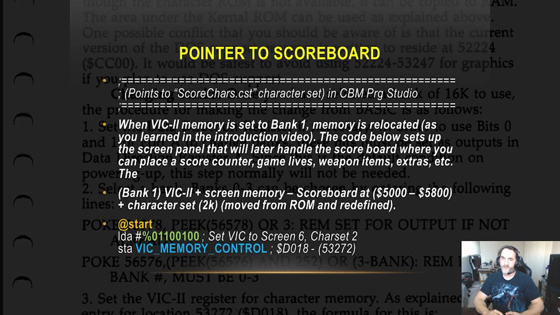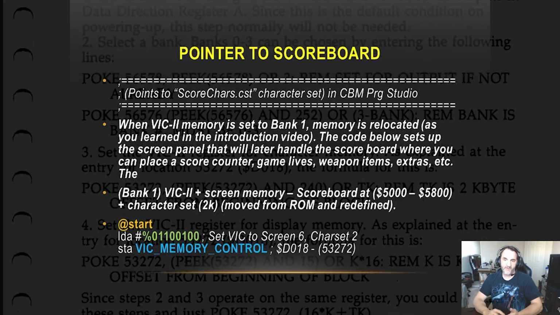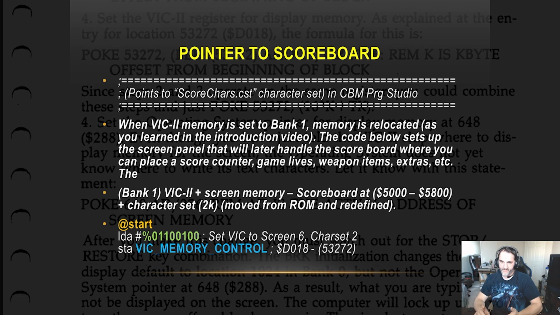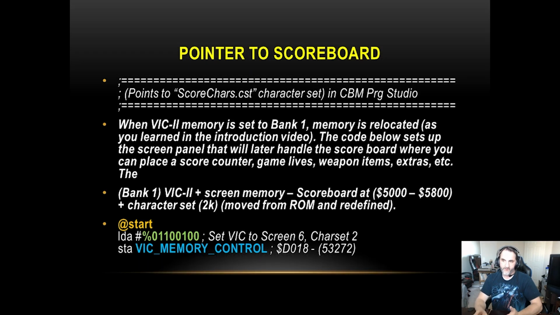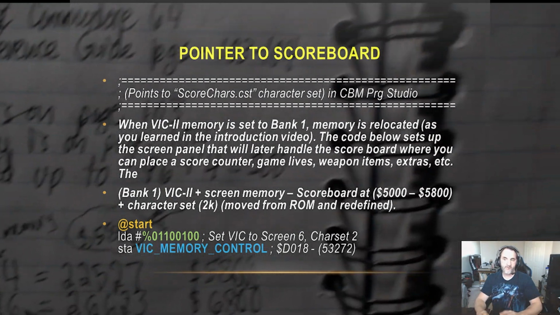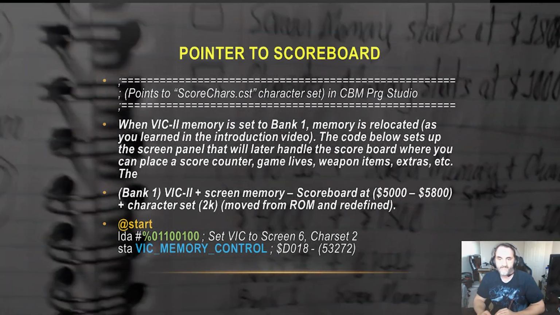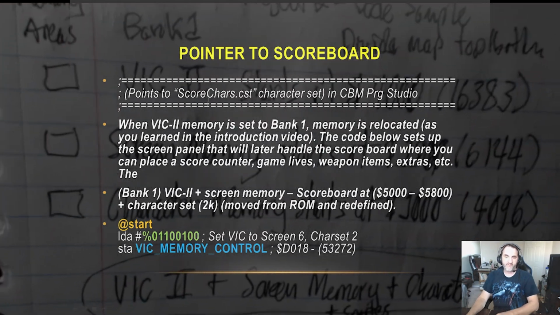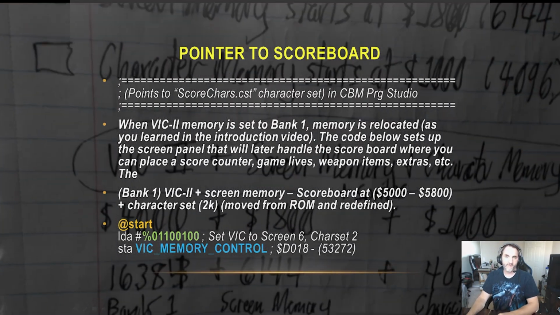And this is why I put down here for bank 1, we have bit 2 plus screen memory. The screen memory is your scoreboard, which goes from hex 5000 to 5800. And after that would be the character set, which is 2K, moved from ROM and redefined. Now you can move this screen and this character set anywhere within that 16K block. And down below is our first example of pointing to that blank line I talked about, which will later be our scoreboard.